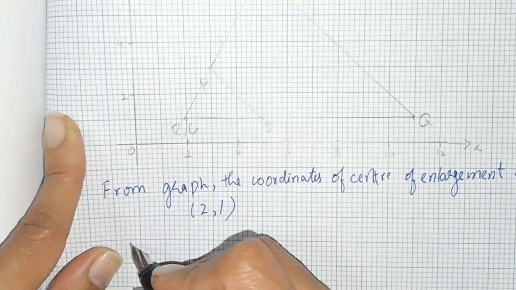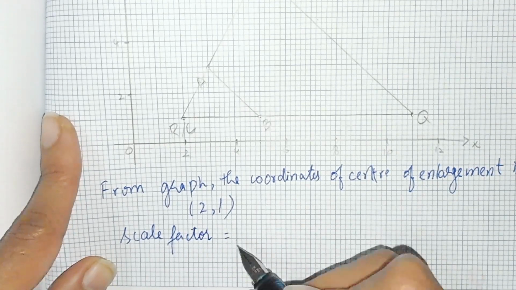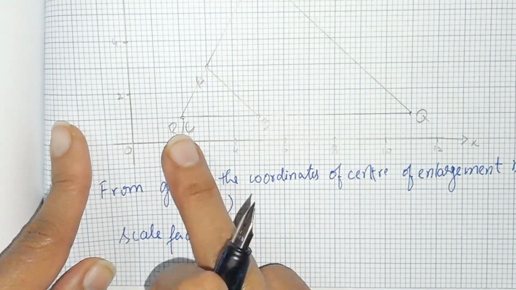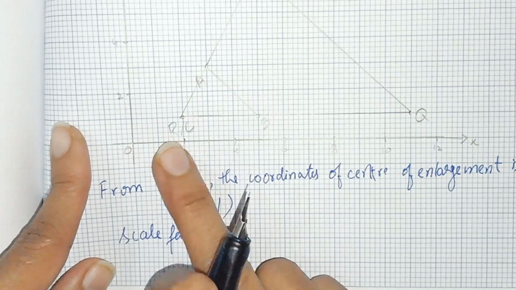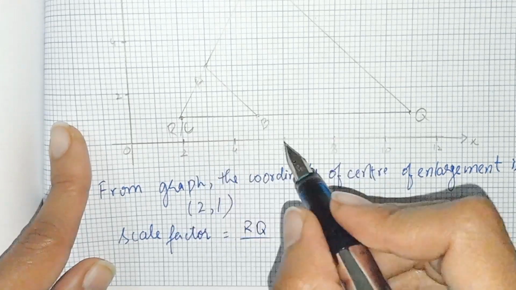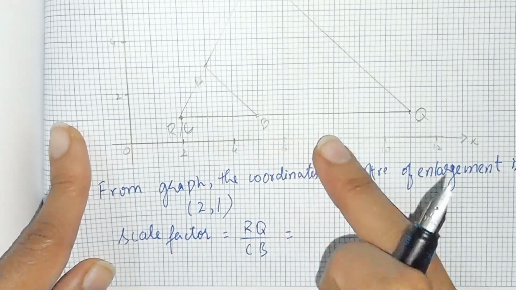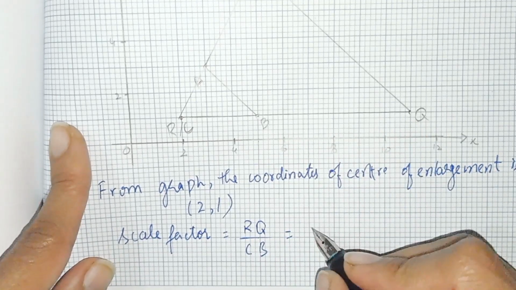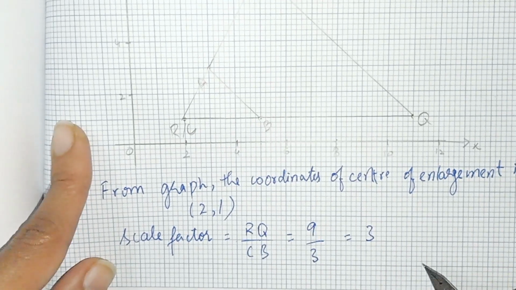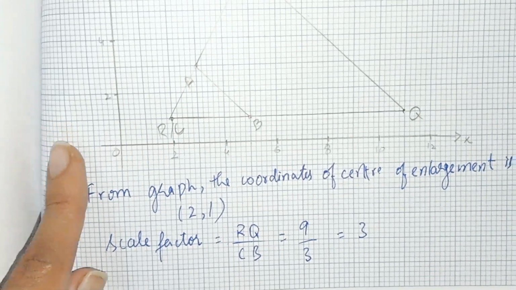Scale factor is the image length over the object length. Now students, the image length is RQ and the object length is CB. RQ is equal to 1, 2, 3, 4, 5, 6, 7, 8, 9. This is equal to 9 and the object is 1, 2 and 3, and we get 3. And this is the scale factor of this question. And now students, the B part is solved.